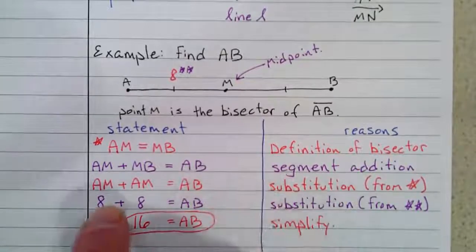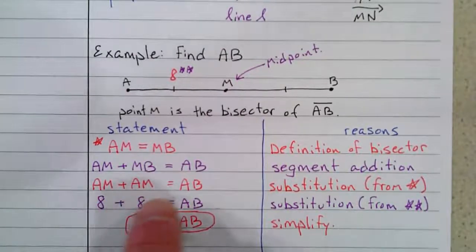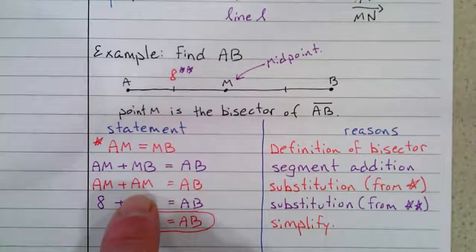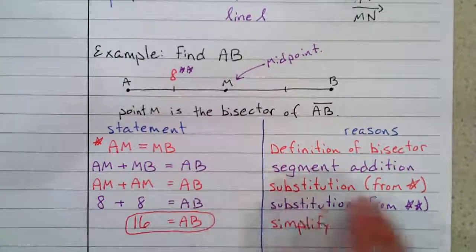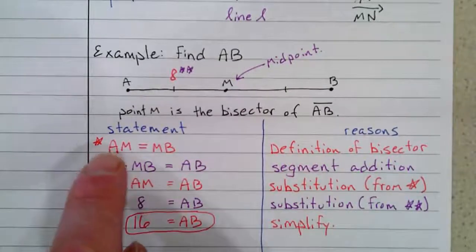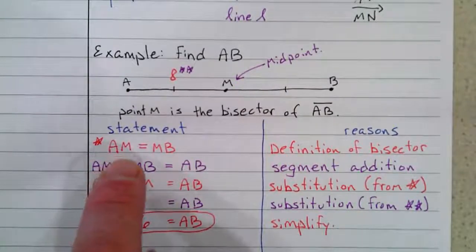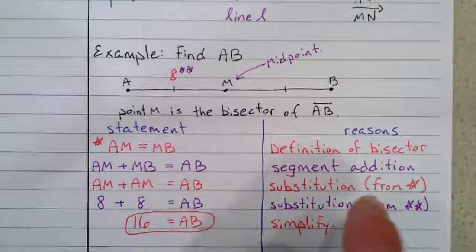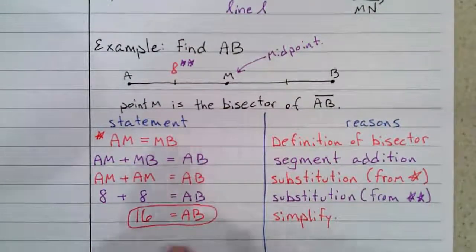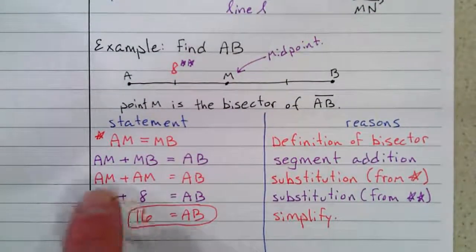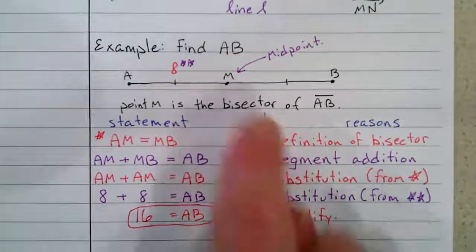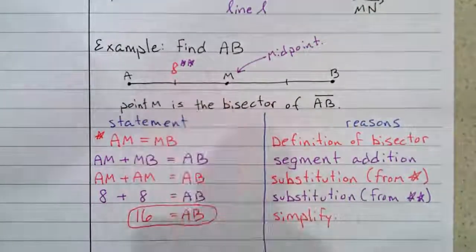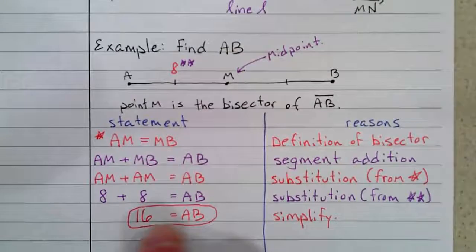We talked about that previously. AM plus AM equals AB. All we did here was replace MB above with AM. That's a substitution from the star, from our statement here. If these two things are equal, then I can replace one with the other anywhere I want. And then 8 plus 8, so I replaced AM with 8, substitution from our double star up here in the diagram. And then we just simplified to get 16 equals AB.